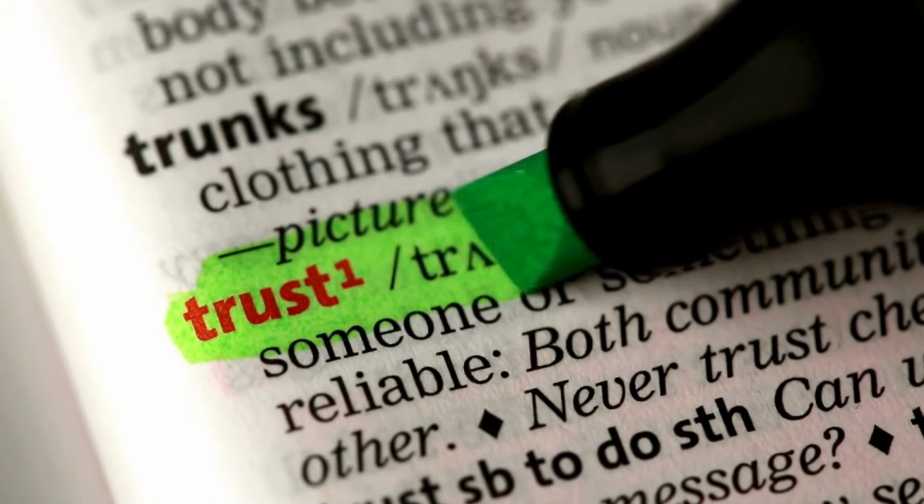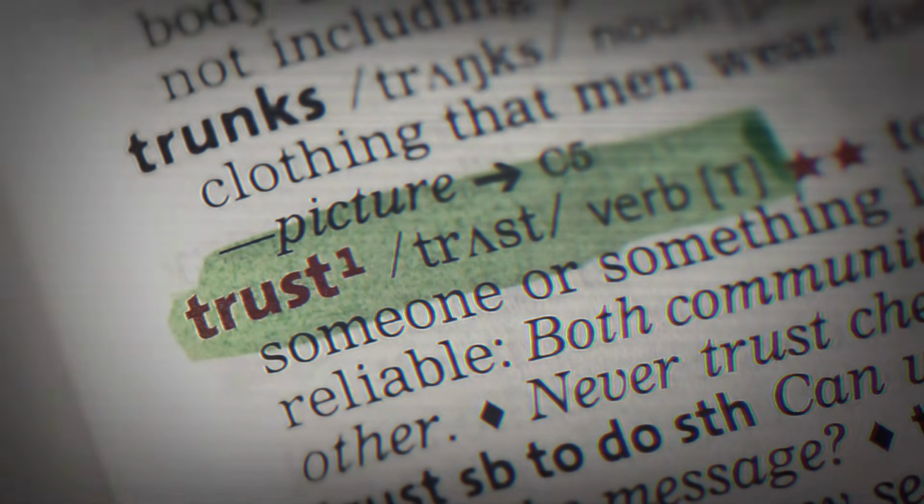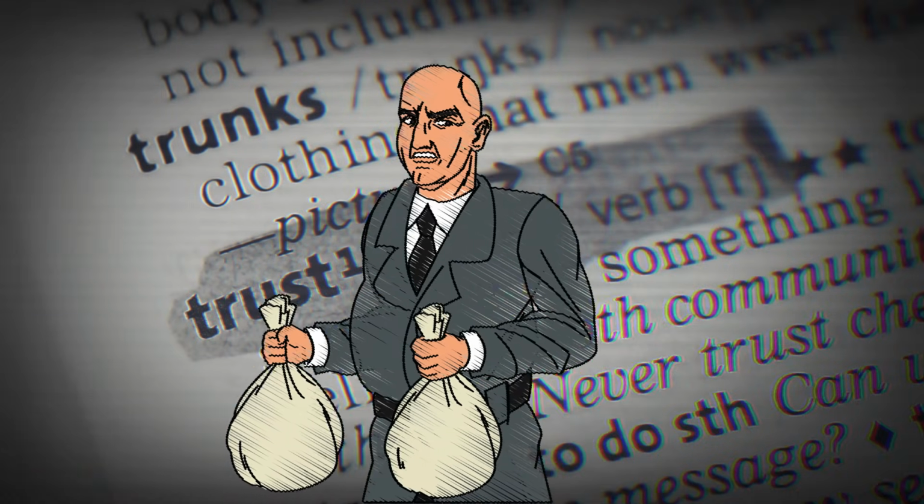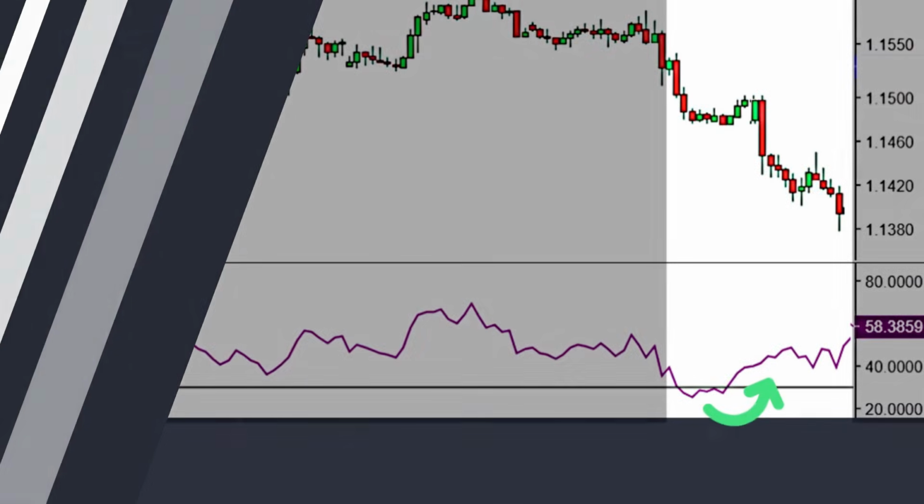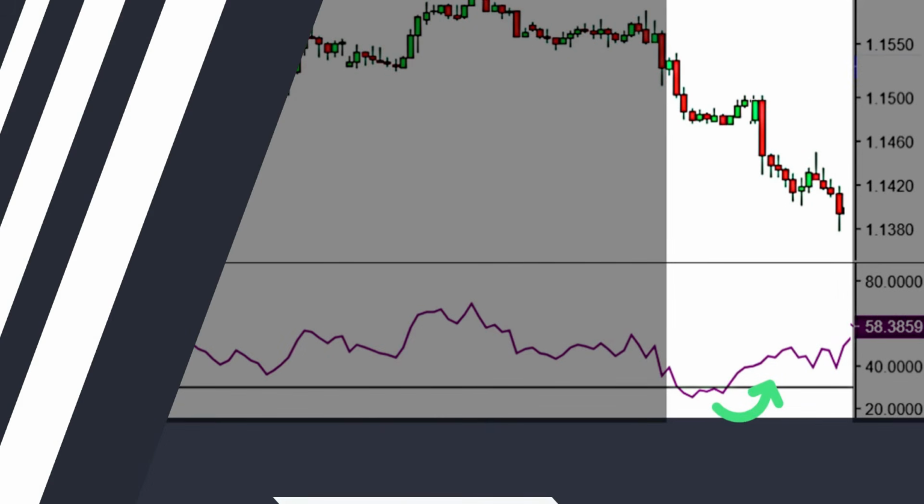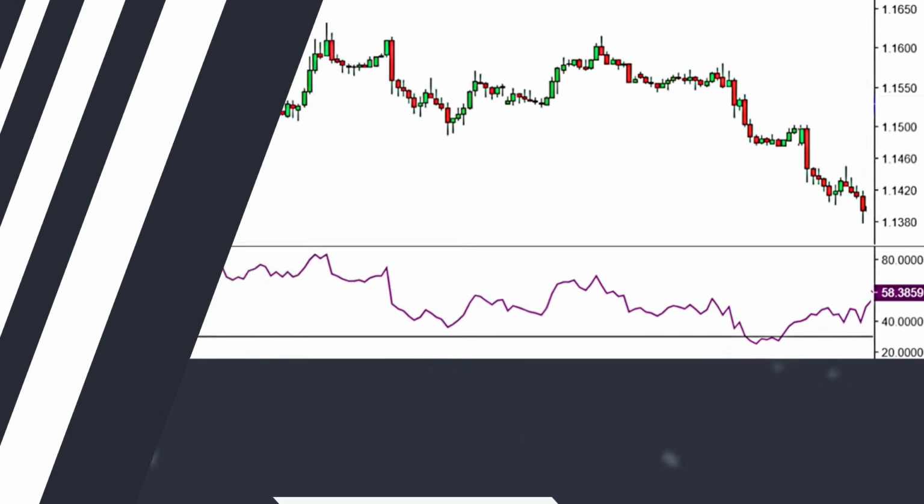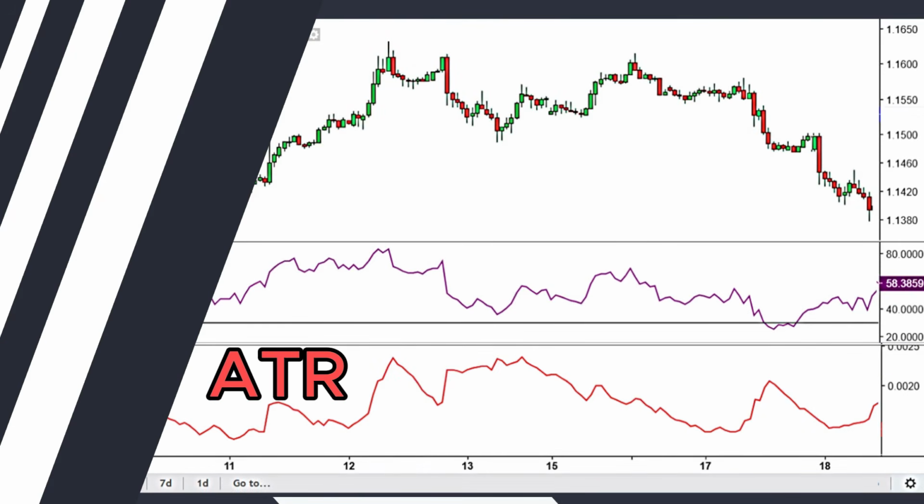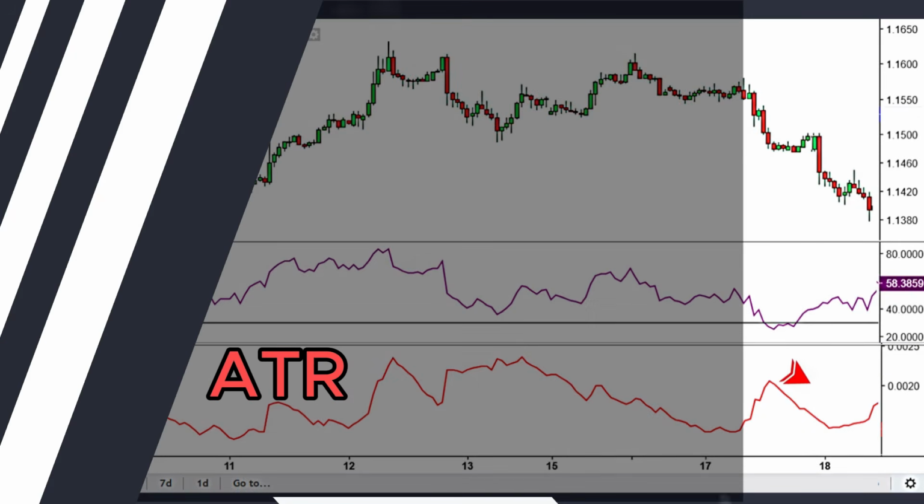Still trusting RSI alone to time your trades? That's exactly how smart traders take your money. RSI might show you a reversal. But is the market really ready to move? That's where ATR steps in. It exposes the real volatility behind the chart.